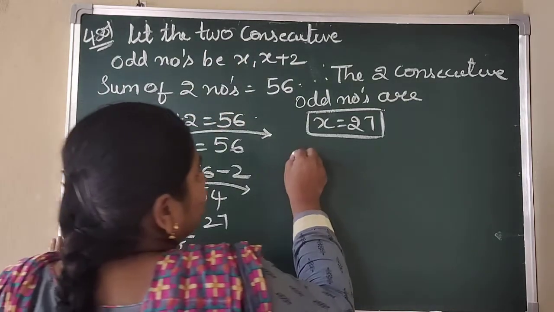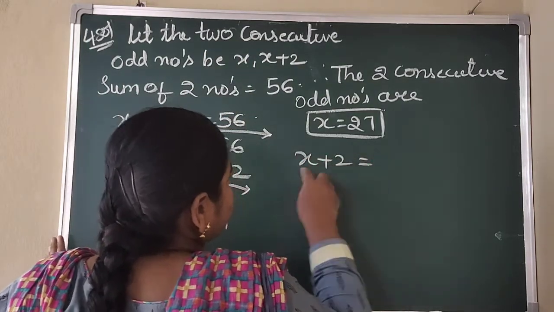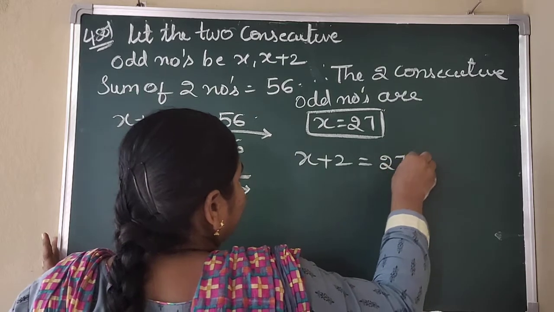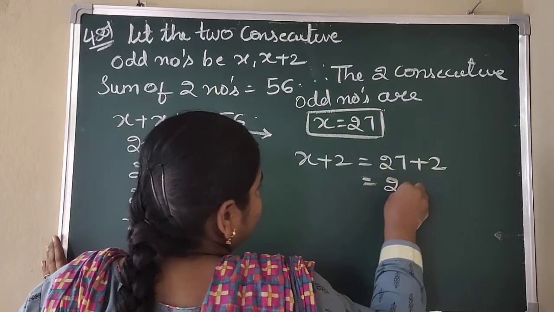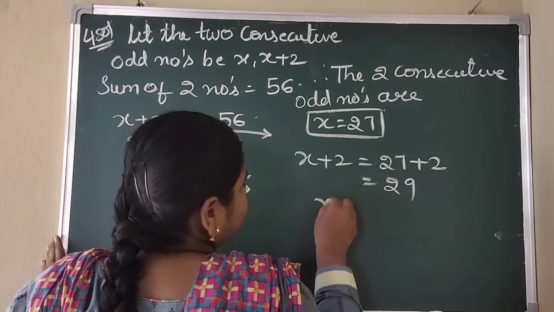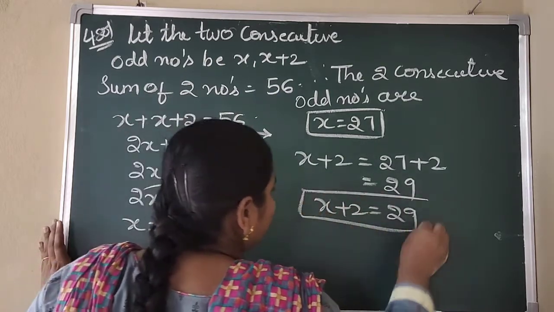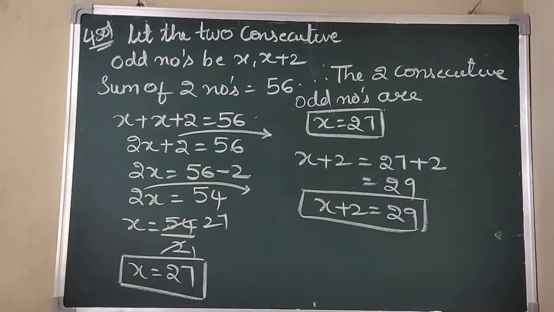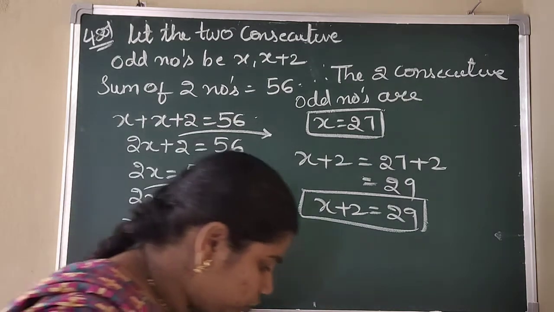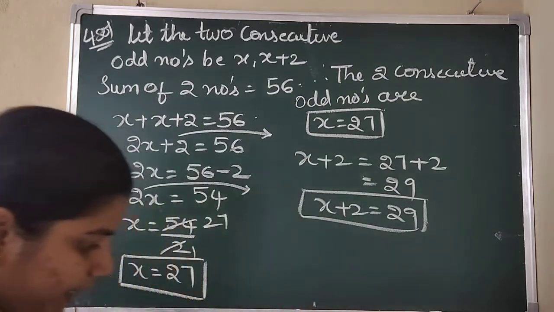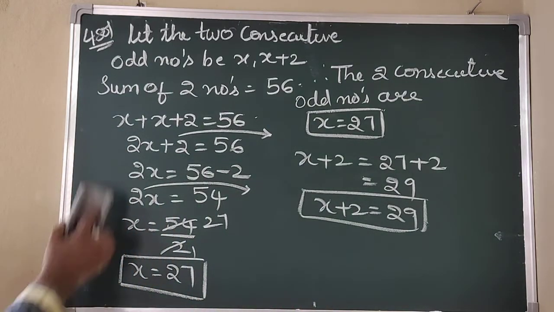x plus 2. So x plus 2 is equal to, x value is 27 plus 2. So 27 plus 2 is how much? 29. So x plus 2 value is how much? 29. So these are the two consecutive odd numbers, 27 and 29. If you add 27 and 29, the result will be equal to 56. So this is our fourth solution. Next is the fifth solution.